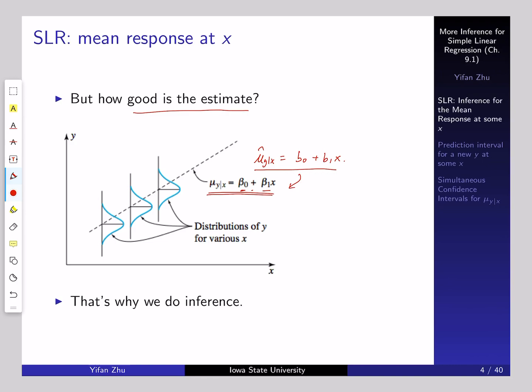So if you just look at the distribution at a given x, it is just a normal distribution, and the mean is just the mu of y given x. Okay, so Y is a normal with mean mu of y given x, and there is a variance sigma squared of y given x. So if you just look at the distribution at a specific x, it is just like what we did in the one sample inference.